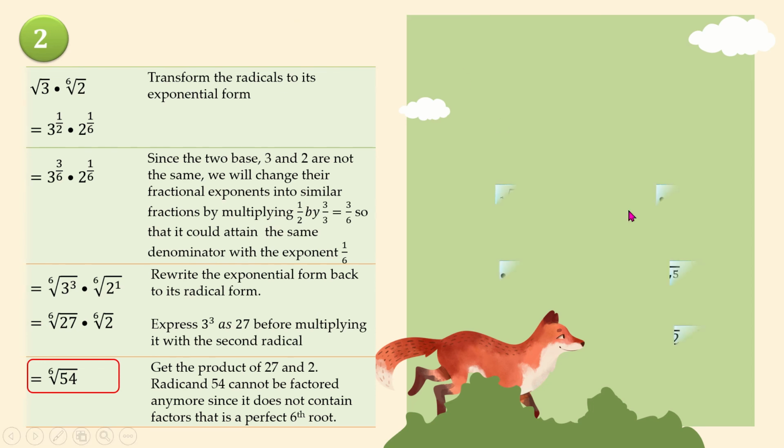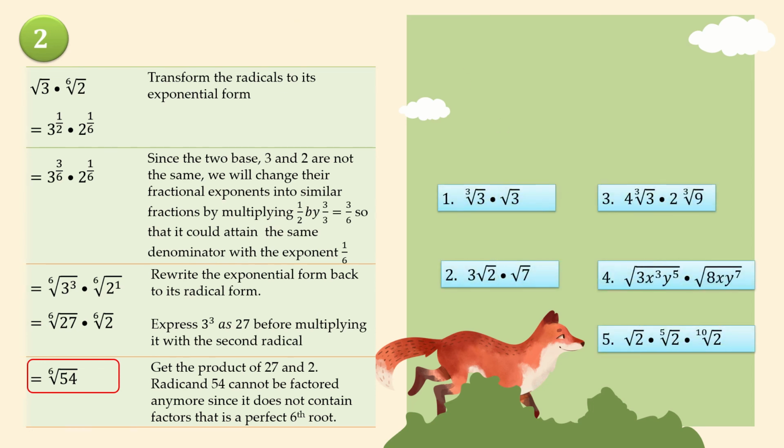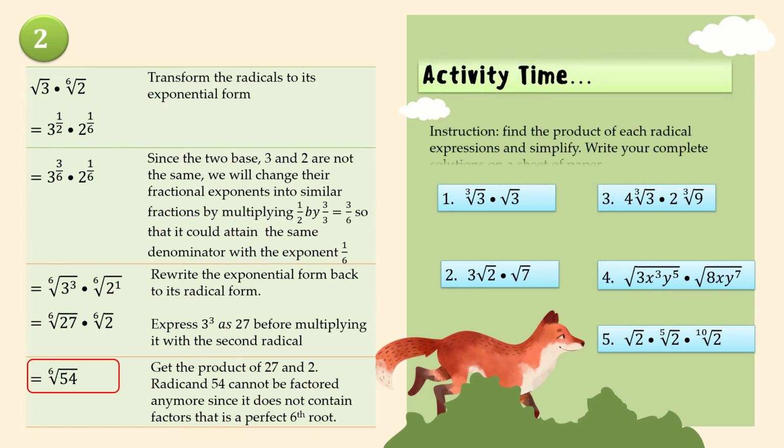Okay, to continue. So I guess that ends with lesson number 1, case number 1, 2, and 3. So next is activity time. You look for this on your module. The instruction there is to find the product of each radical expression, then simplify. Write the complete solutions on a sheet of paper, items 1, 2, 3, 4, and 5.